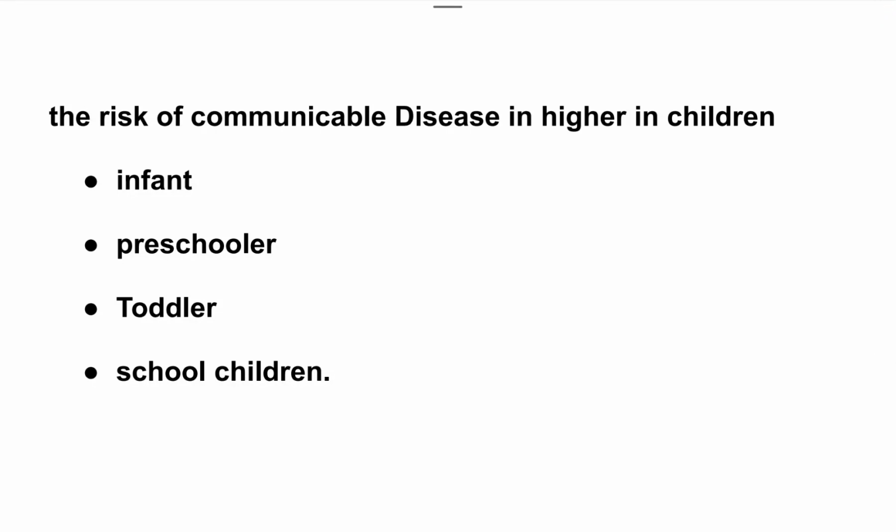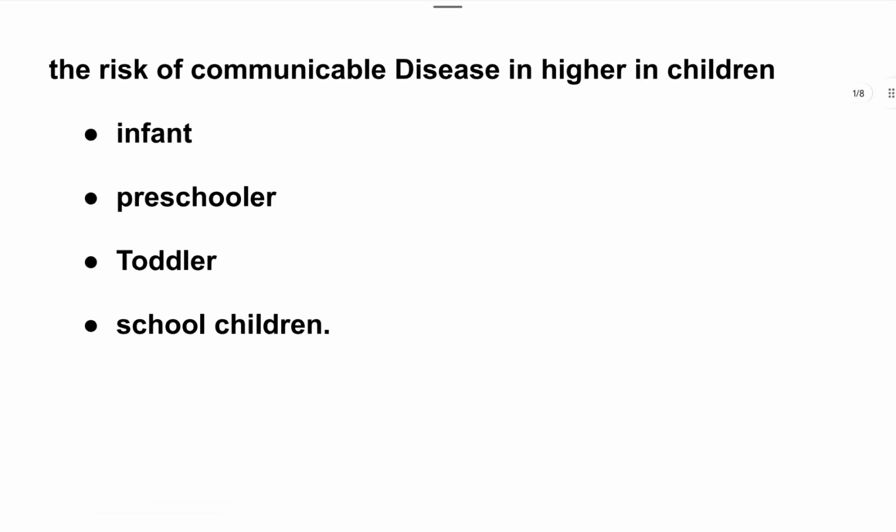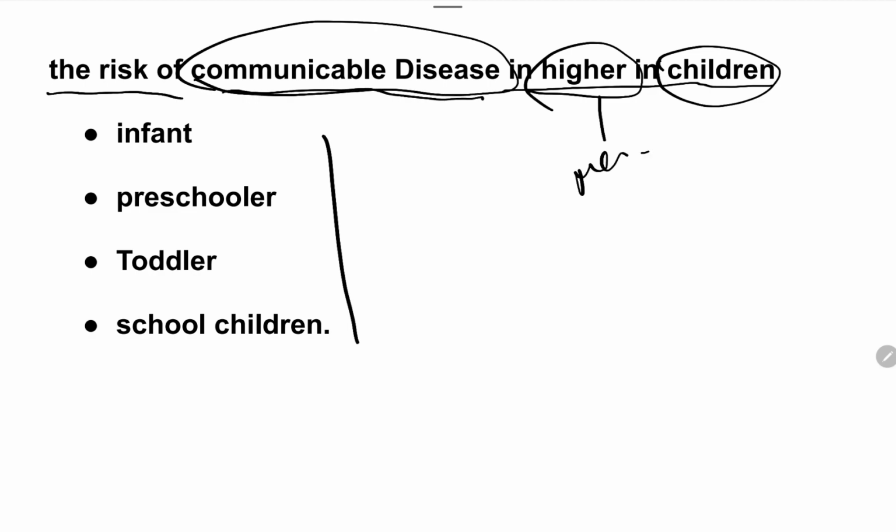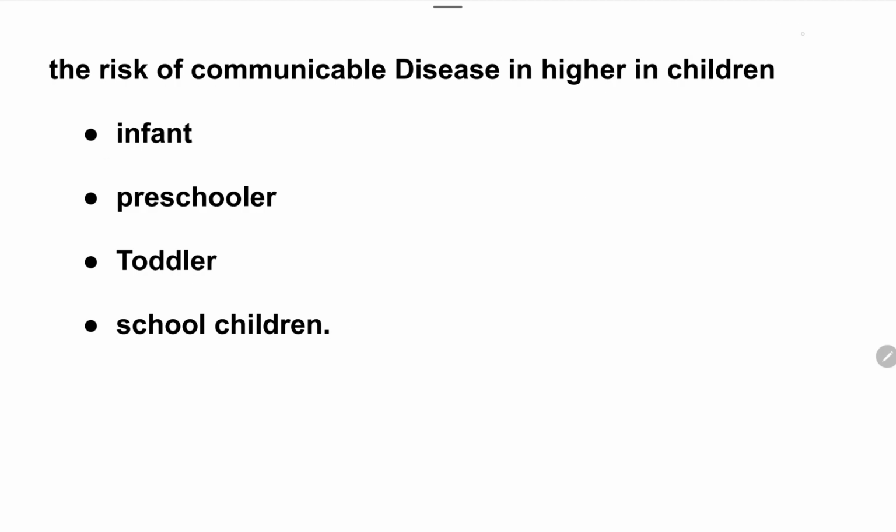So, in this video, we will see some of the basic questions. The first question is: the risk of communicable diseases is higher in which age group of children? Which age group is more prone to get communicable diseases? Options are infants, preschooler, toddler, school children. The right one is option D, school children.